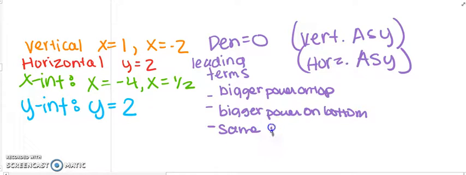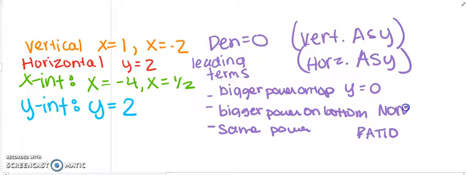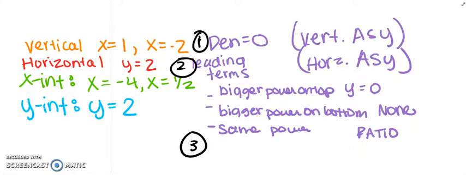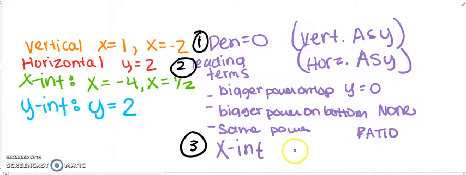Okay, so the situation we had here was the same power, which was where you take the ratio. Bigger power on top, it's going to be y equals 0, and bigger power on bottom is going to be no horizontal asymptote. And so this is the first thing, vertical asymptote. Second thing is horizontal asymptote. Third thing is x-intercept. In order to find the x-intercept, you plug in 0 for y, which is ultimately going to be setting the numerator equal to 0.